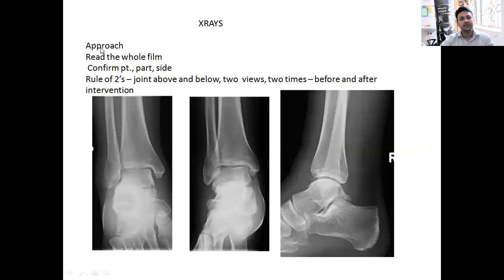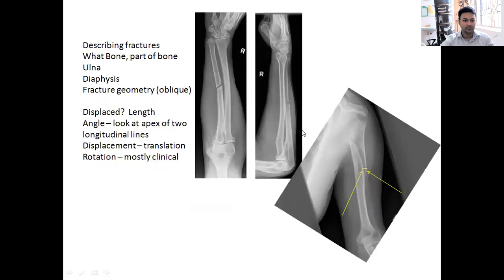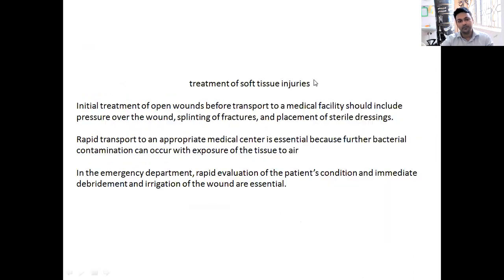X-rays which are supposed to be taken: the approach is read the whole film, confirm the patient, part, side, the rule of two, that is a joint above and below, two views, two times before and after the intervention. Describing the fractures: what bone, what part of the bone, ulna, diaphysis, fracture geometry, or the pattern of the fracture. If it's a displaced fracture, check for the length, angulation, look for the apex of the two longitudinal lines, and displacement, see the translation, rotation, you can see clinically.